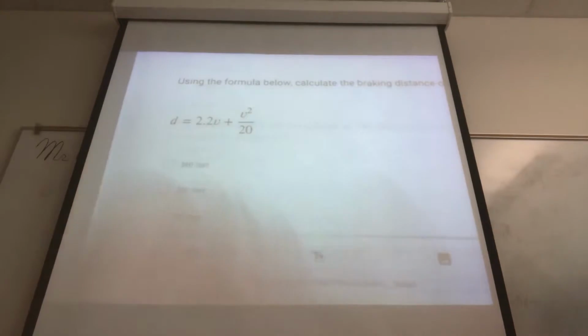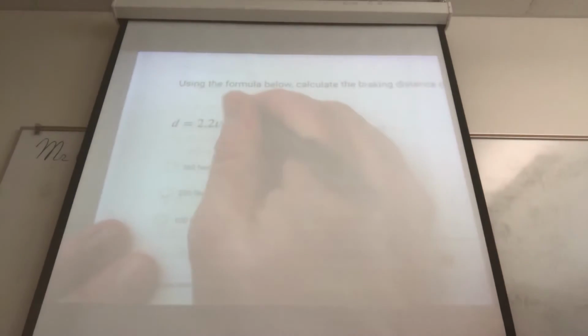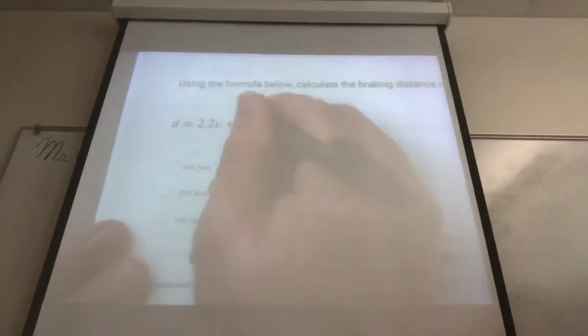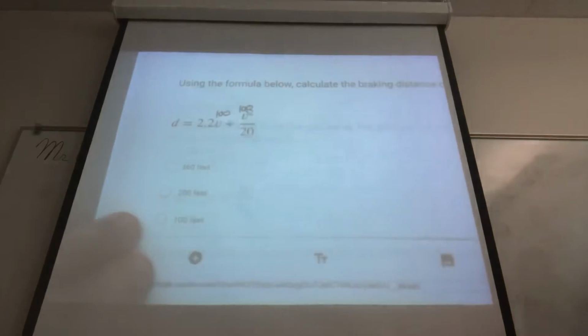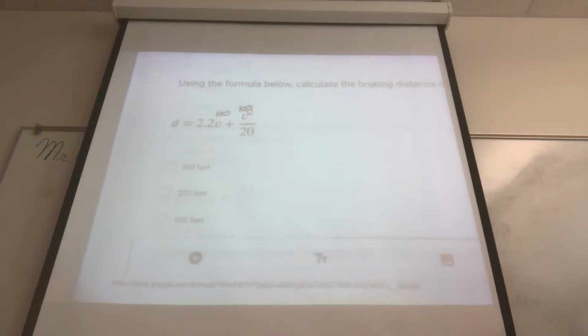Same kind of thing. Using the formula below, calculate the braking distance of a car going 100 miles an hour. That would be 100 right here and 100 here. So you can put those together. And again, the answer might be cut off there, but it is going to be in feet.